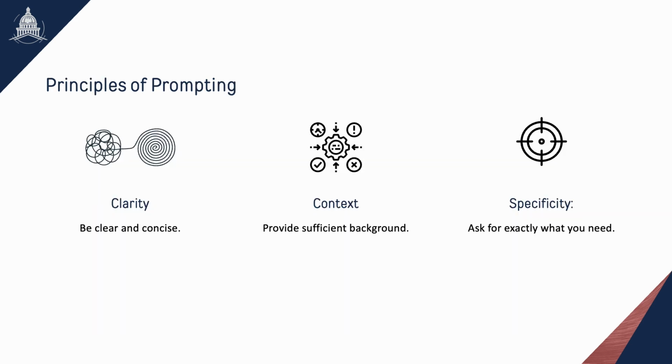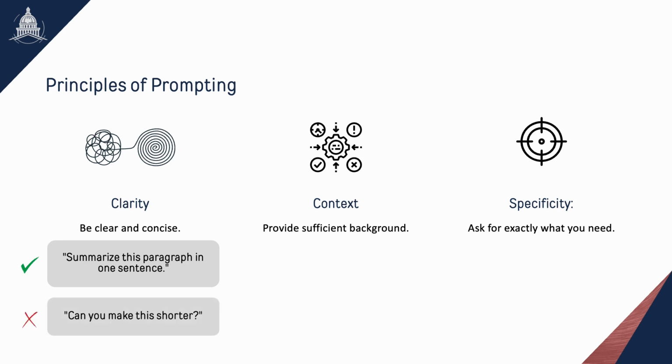The principles of prompting revolve around clarity, context, and specificity. A good prompt avoids ambiguity by being direct. Providing context ensures the AI understands the situation or background. Specificity focuses the AI's response, ensuring it aligns with your needs. Clear prompts like "summarize this paragraph in one sentence" give the AI a specific and actionable task. In contrast, vague prompts like "can you make this shorter" can lead to unpredictable or undesired outputs.